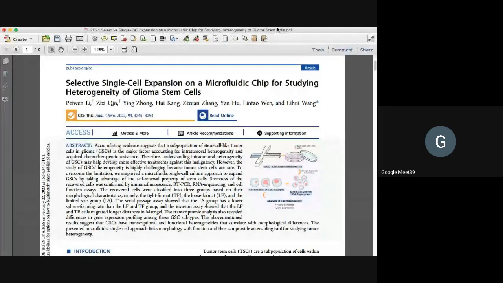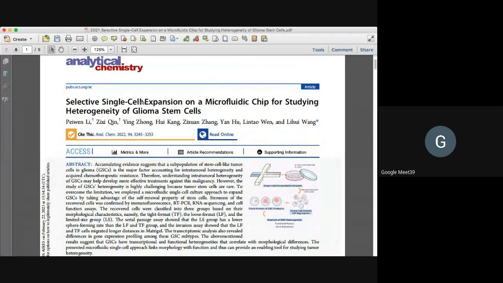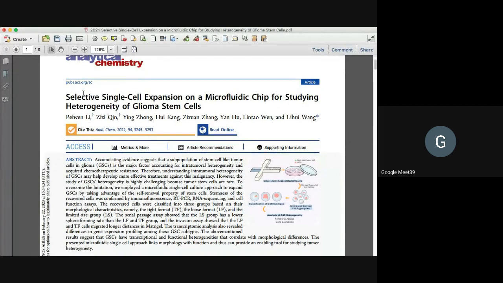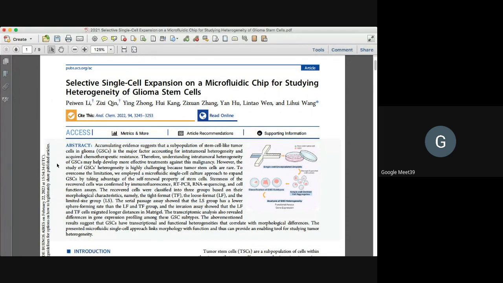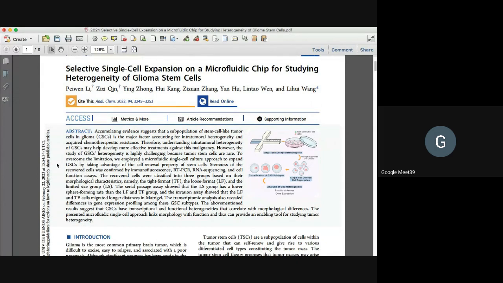Okay, good morning, everyone. Today I would like to present this article called Selective Single Cell Expansion on a Microfluidic Chip for Studying Heterogeneity of Glioma Stem Cells. This article was recommended to me by Imanol, who found it, and because it's about a similar idea for experiment that we were performing at Rofo Hospital.